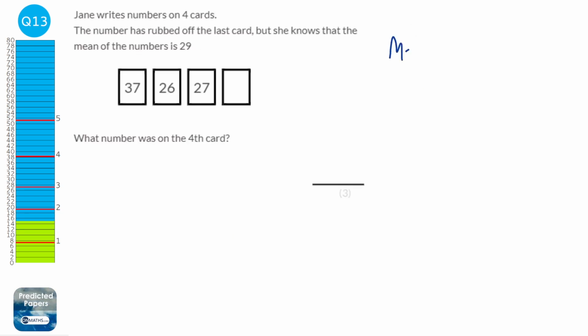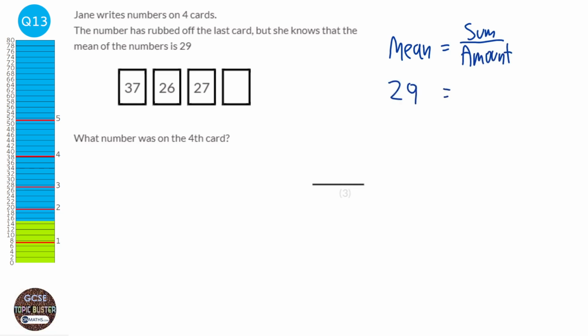So we know that the mean is the sum of numbers over the amount. But in this question, we're actually given what the mean is. We're given that that is 29. We're also given the fact that there are 4 cards, so we're given the amount. So what we can do is just get our lines in and solve this.